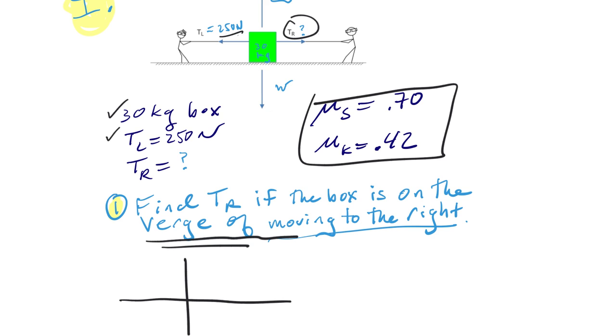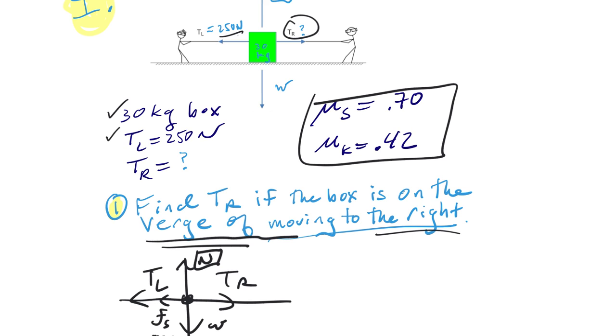If we do a free body diagram, there's the box, there's TR, there is TL, there's the weight, there's the normal force. There's also friction. If it's on the verge of moving to the right, the friction is in what direction? To the left, opposing the direction that it would slide. Now, that's static friction, and actually a static friction max, because it's not moving yet. It's on the verge of moving.